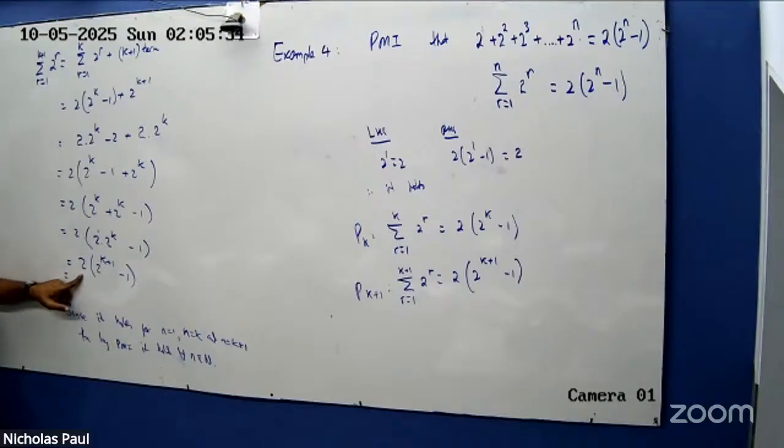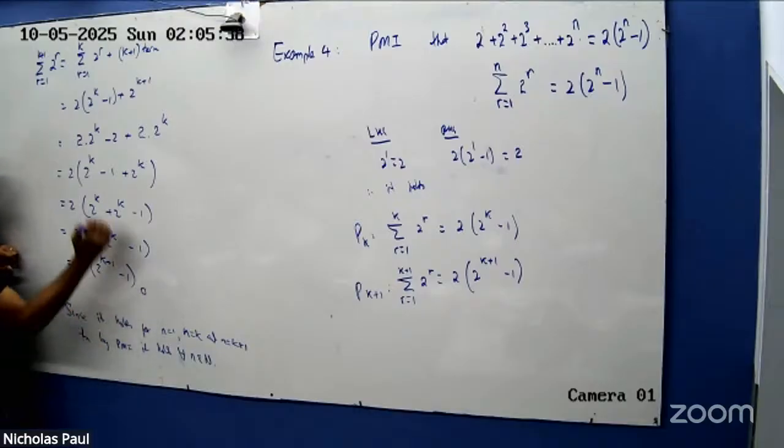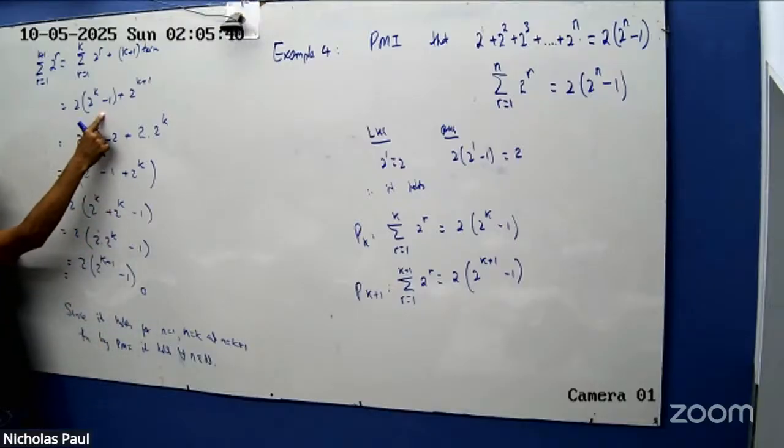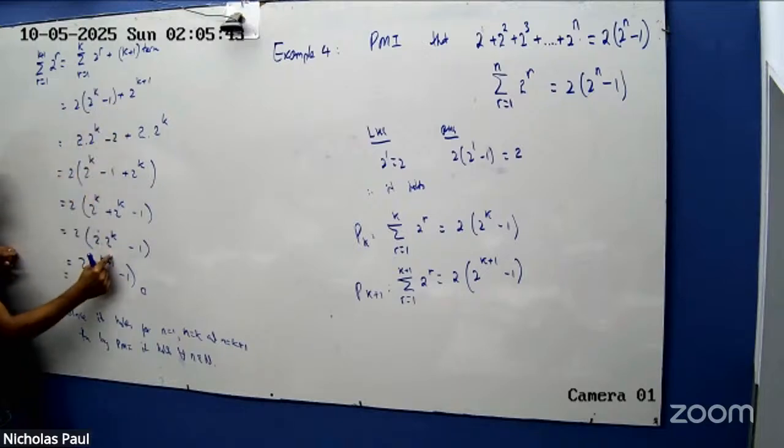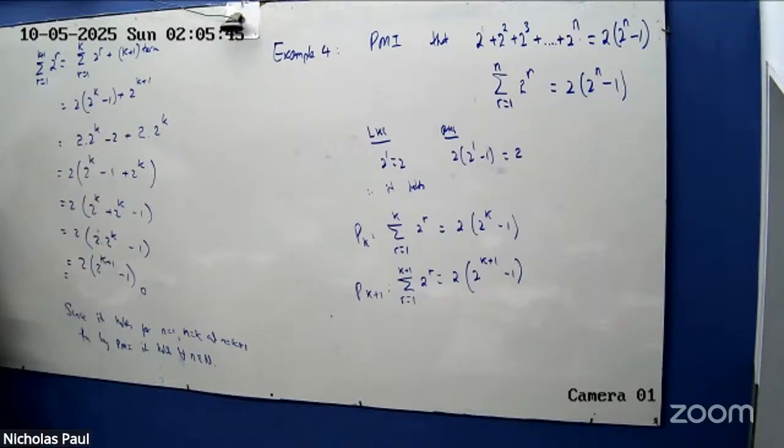Is that the answer? Yes, it is. If you wanted, you could have factorized some right here. You could factor out 2 from right here and you'll get this line. You okay with that? So just to get used to working with the indices, right?